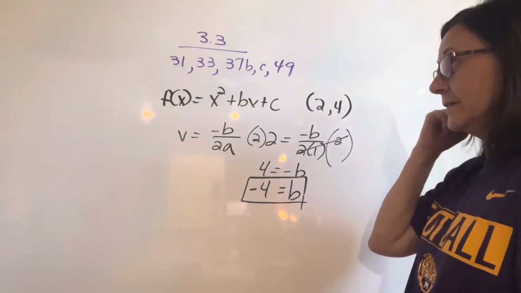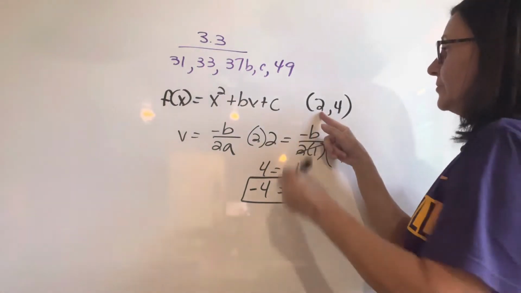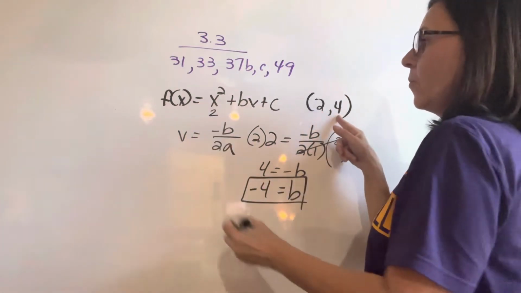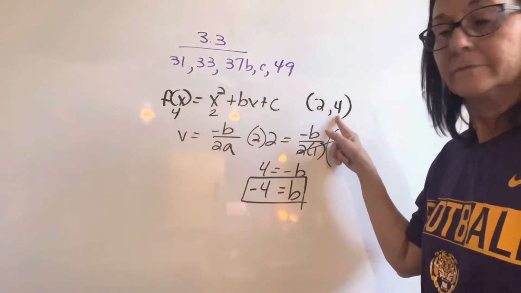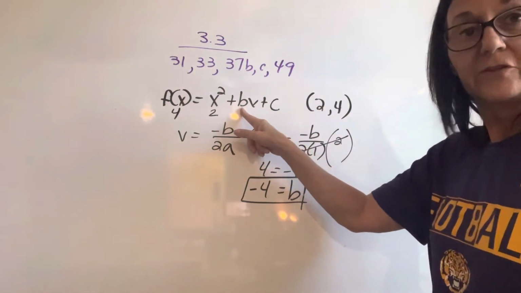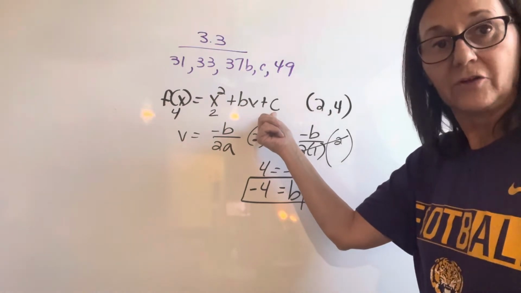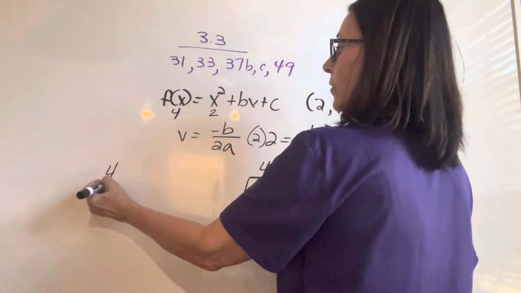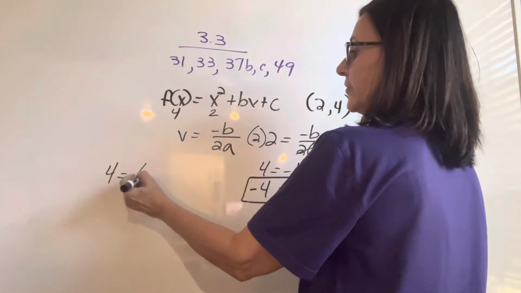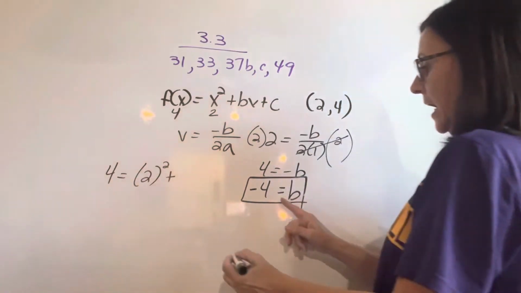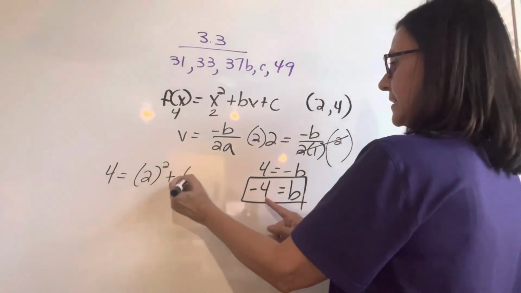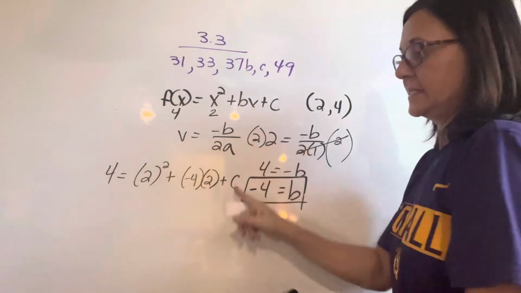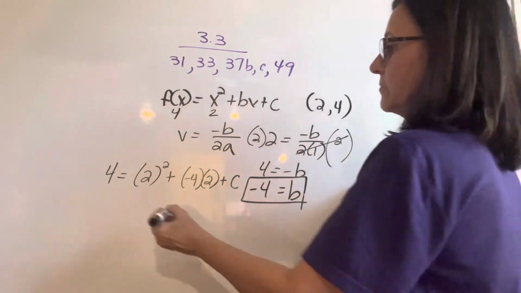I know that if I plug 2 in for x, I get a y value of 4. And I know my b value, so the only variable I'd have would be the c value. So that's what I'm going to do. For my y value, I'm going to plug in 4. For my x value, I'm going to plug in 2. I know my b value is -4. I know x is 2. I just don't know what c is.